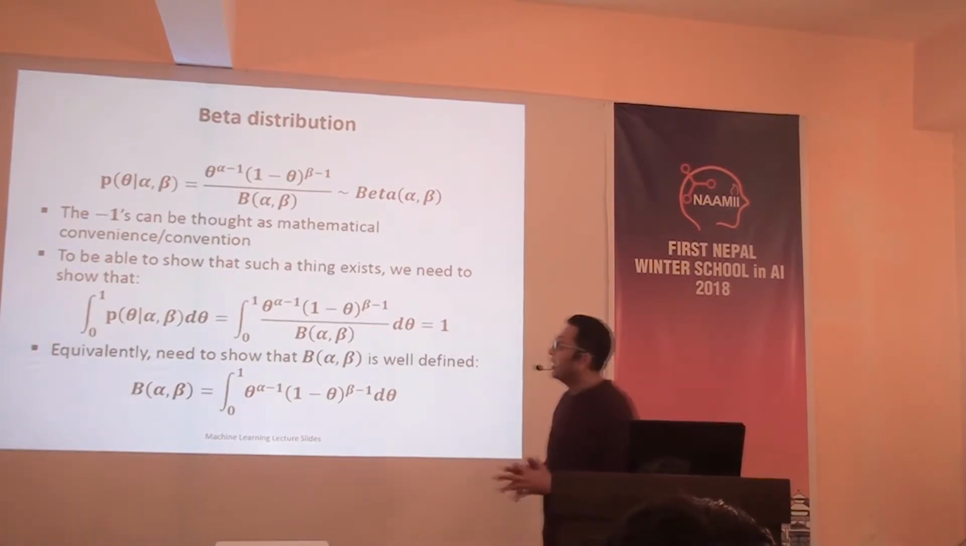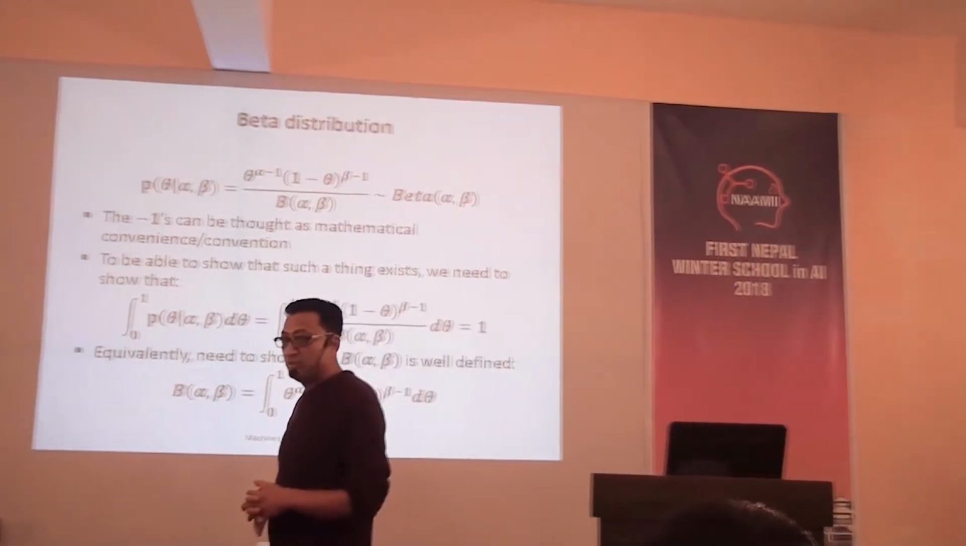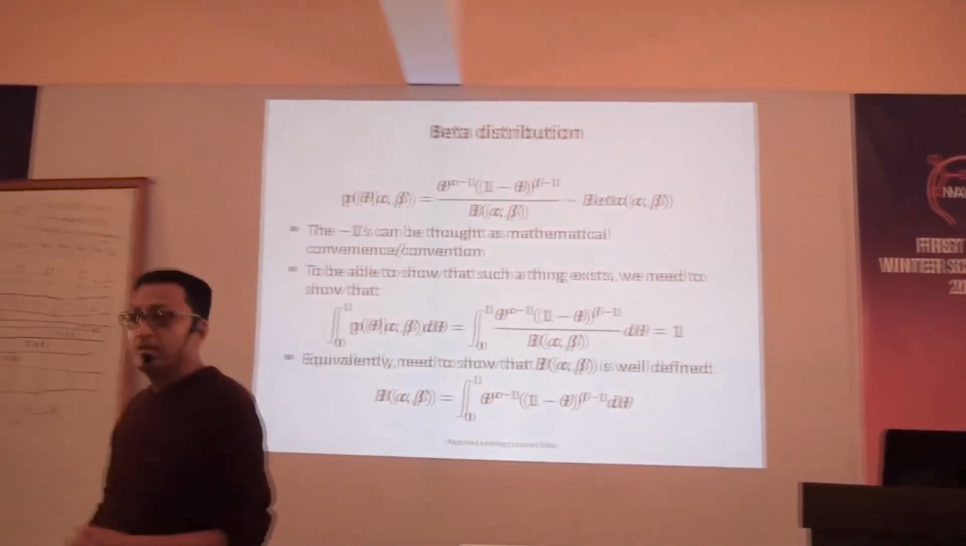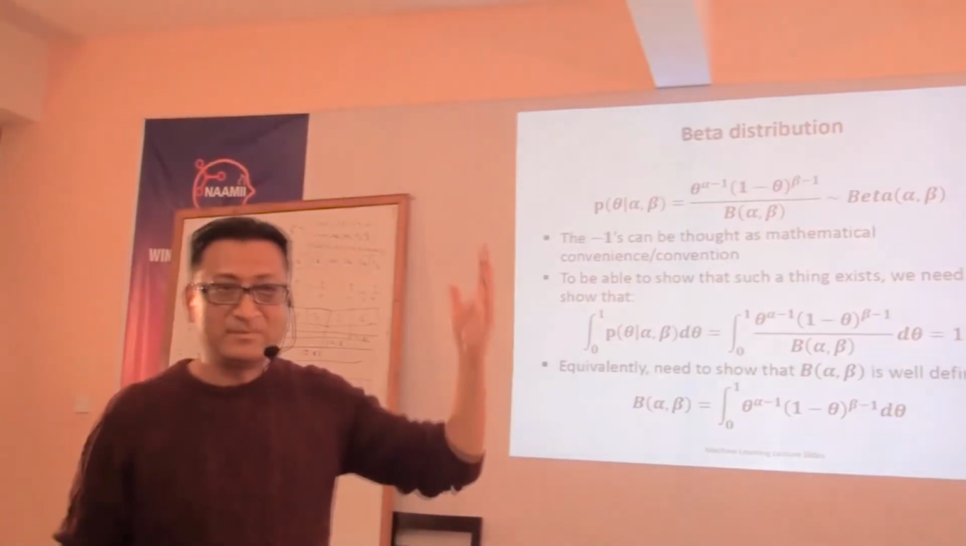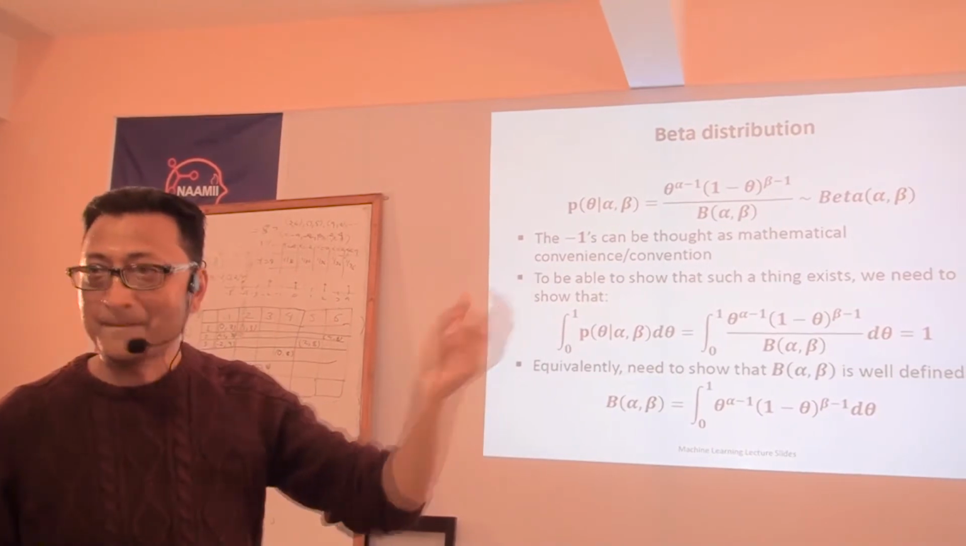Okay, so now here's the beta distribution. So you might say, why am I putting up this formula? It seems like a random formula. Okay?